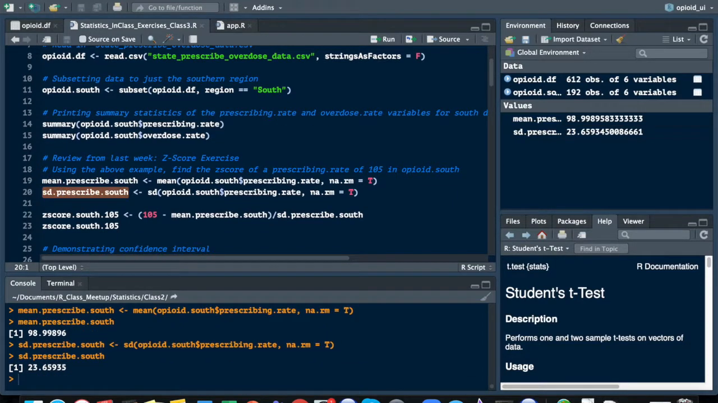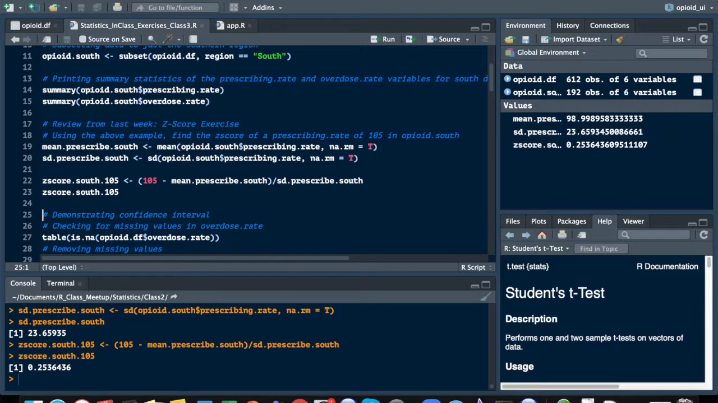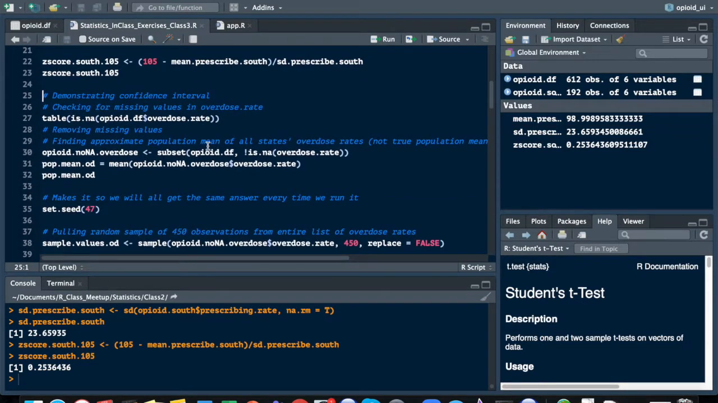So we're going to need that in order to do the, I'm going to just recap on these four first. In opioid south, say we wanted to know where on the normal distribution a 105 prescribing rate sits. That's what this is doing here. It's taking, okay, 105 on our scale of prescribing rates, where is it? In order to do that, we take 105 minus the mean over the standard deviation, and that's the z-score. We went over that last week. So this is 0.25 standard deviations away from 105. That's where that comes from.